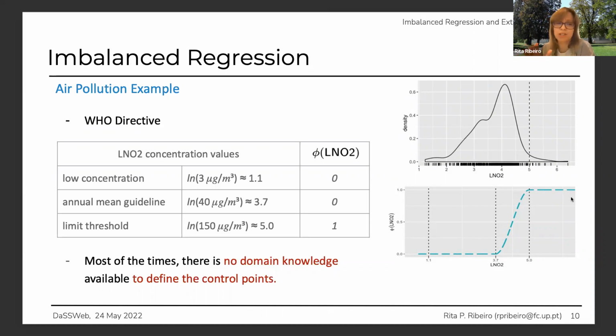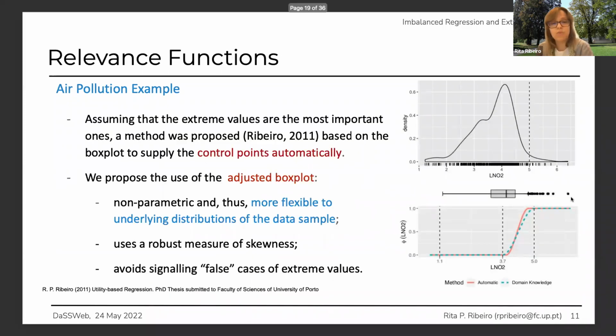Most of the time we don't have such domain knowledge that allows us to state, okay, from this point on it's dangerous, and from that point on it's not dangerous, and so forth. So we needed some automatic way to infer this relevance function based on the target variable distribution. What was proposed back then was a method that used the box plot to extract such control points in an automatic way and provide them to the building of the relevance function.